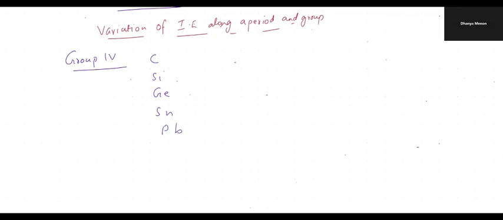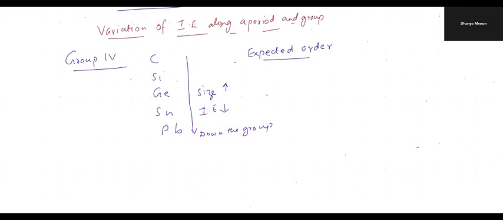So let's start with the expected one. As you're coming down, what is happening to the size? Size is increasing, and our ionization energy decreases as you're coming down the group. So what is the expected order? The expected order is ionization energy of carbon is greater than silicon, greater than germanium, greater than tin, greater than lead. This is our expected order. But in reality, there is one discrepancy.